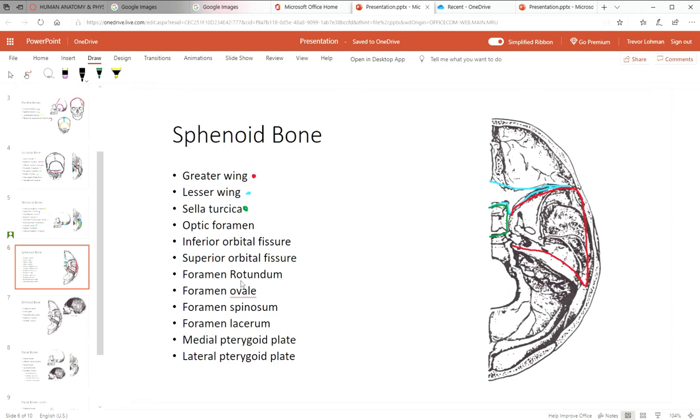We can look at these next three, foramen rotundum, ovale, and spinosum. Bear with me, they are pretty small structures. Let's do rotundum in a light blue.